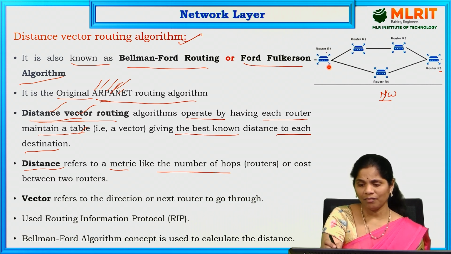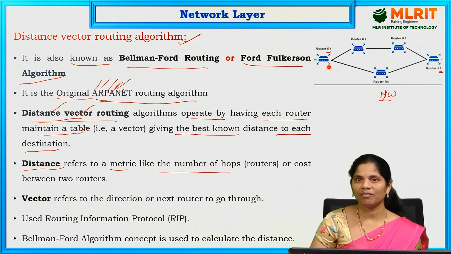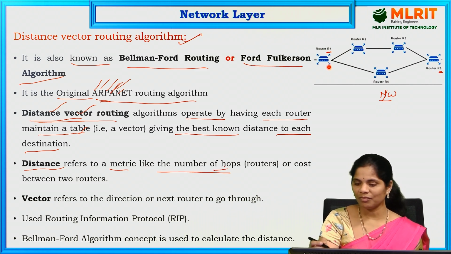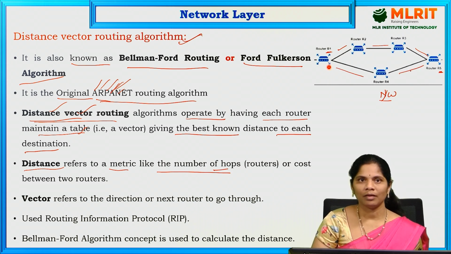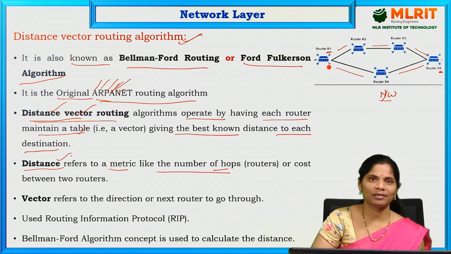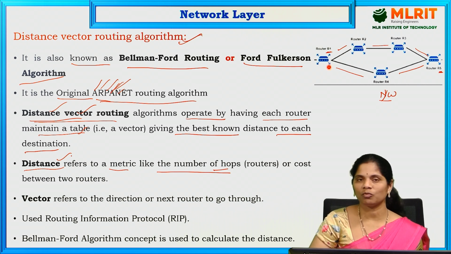Suppose I want to reach from R1 to R5. How many hops will it travel? Suppose we choose the route R1, R2, R3, R5. If we choose this route, it will travel 3 hops. And coming to the route R1, R4, R5, only 2 hops are there. That is the distance: what it takes to travel from source to destination.